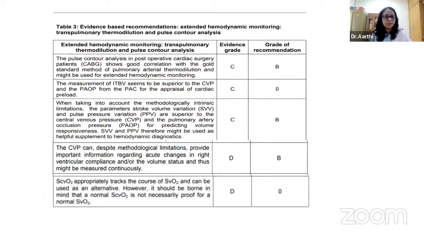Coming to the evidence, pulse contour analysis in postoperative CABG patients has a good correlation with the gold standard pulmonary artery thermodilution techniques. Measurements like intrathoracic blood volumes and pulmonary artery occlusion pressures using a PA catheter are recommended in major cardiac surgeries. CVP alone is not a good predictor of volume status, and mixed venous oxygen saturation could contribute along with other parameters to assess the hemodynamic changes.